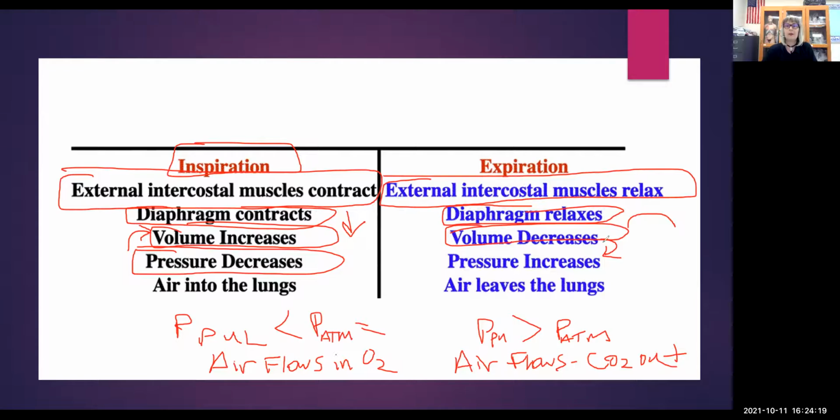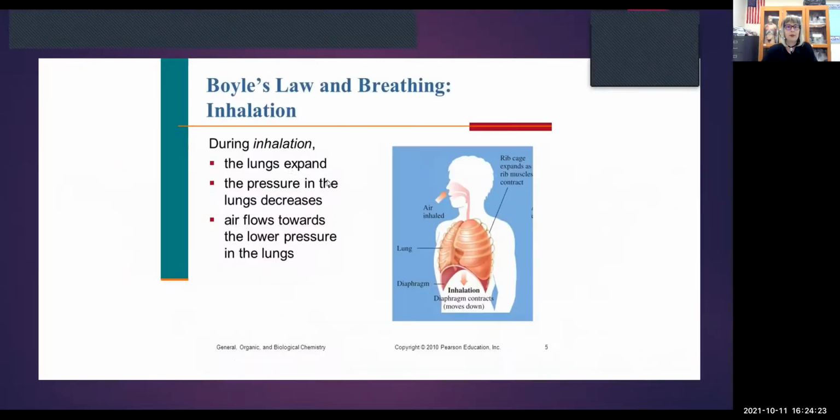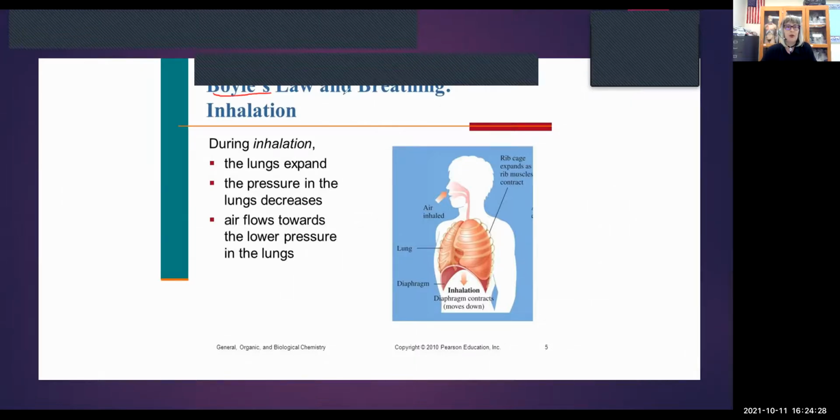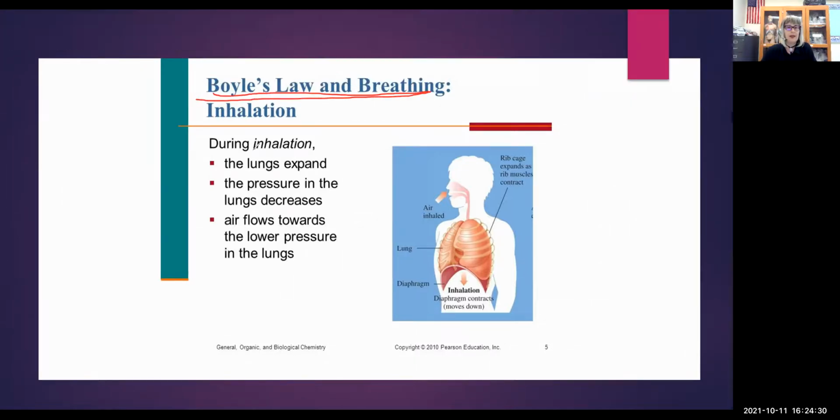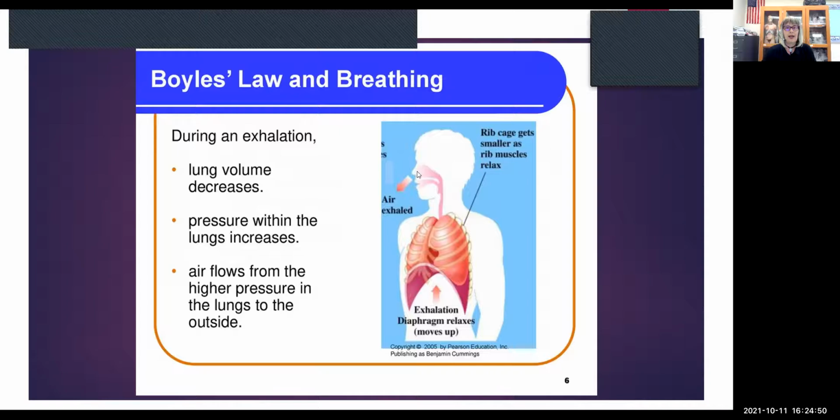All right, so let me clear this and move on to the next slide. So again, to review, Boyle's Law, super important in understanding. During inhalation, the rib cage expands. As the rib cage contracts, the external intercostals, look at this, the diaphragm moves downward, okay? Air flows toward the lower pressure inside the lungs. All right, super clear. So I'm going to move on to the next slide.